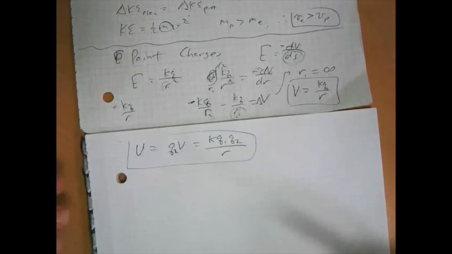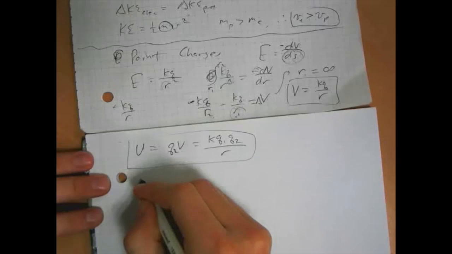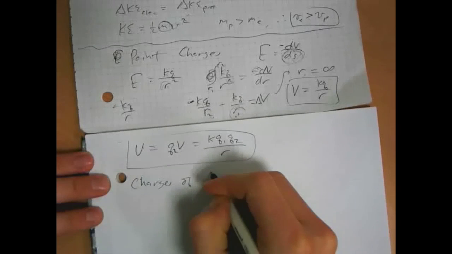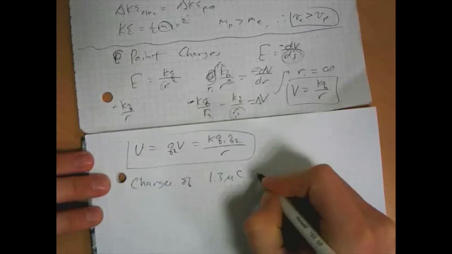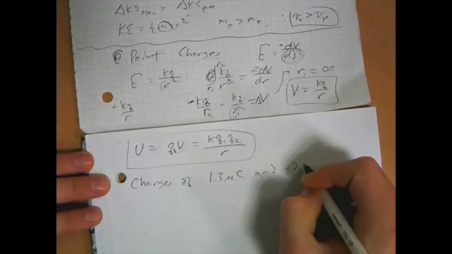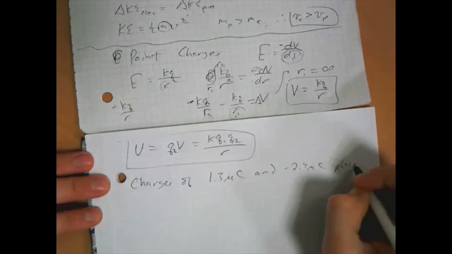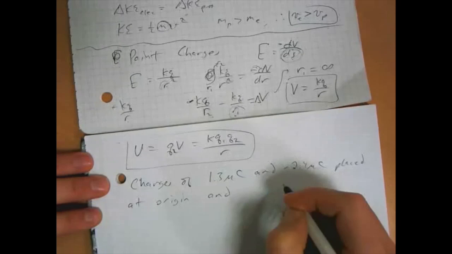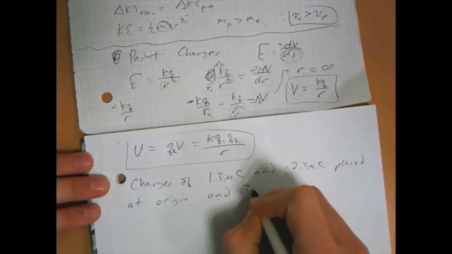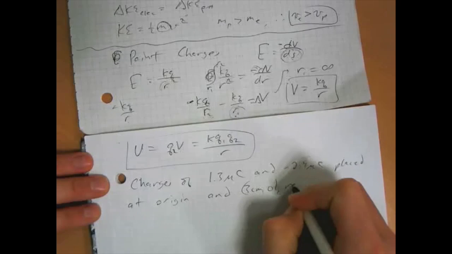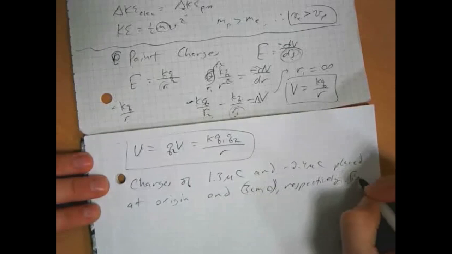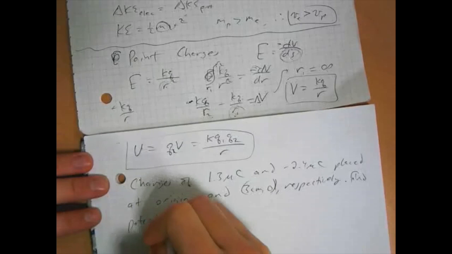So for example, let's say charges of 1.3 microcoulombs and minus 2.4 microcoulombs are placed at the origin and at 3 centimeters, 0, respectively. And I want to find the potential at 0, 4 centimeters.